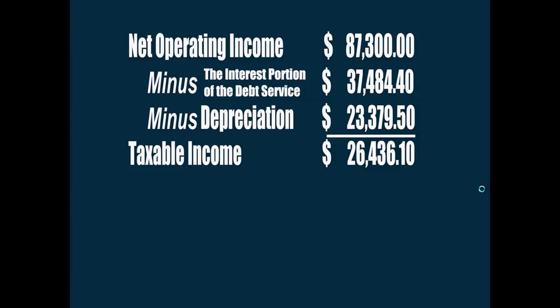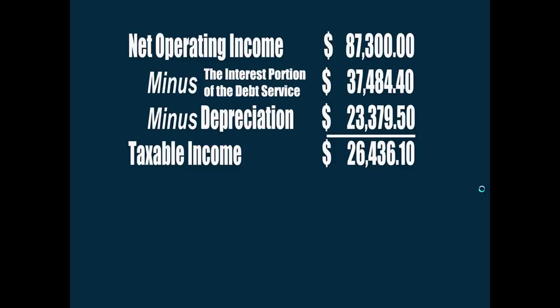So 2.461% of the purchase is $23,379.50. So we add that to the interest portion of our debt service, the interest portion of our payment of $37,484, and we've got a total write-off next year against the building of almost $61,000.